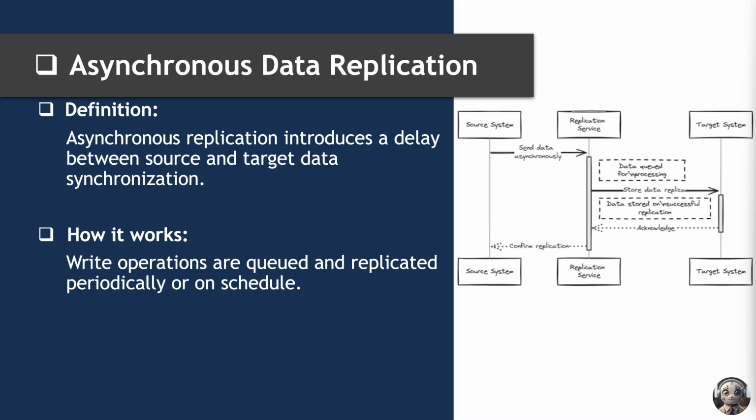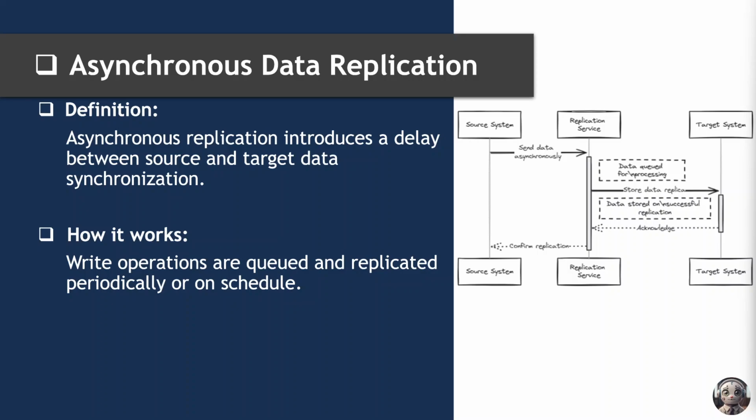Here's how the process works. Firstly, the source system sends data asynchronously to the replication service. Next, the replication service receives the data and stores it temporarily for processing. Following that, the data is queued for replication at the replication service. Next, the replication service asynchronously replicates the data to the target system. After the data is stored on the target system, an acknowledgement is sent back to the replication service, confirming the successful replication. Finally, the replication service then confirms the replication back to the source system.